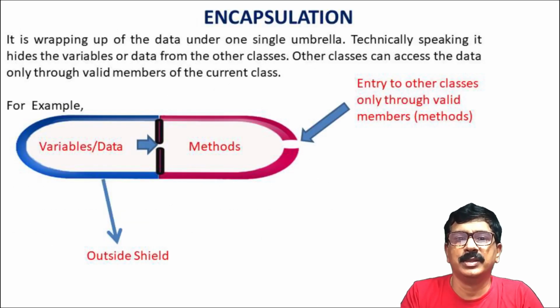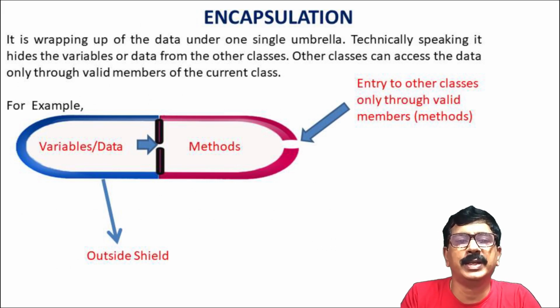Second concept is encapsulation. It is wrapping up of the data under one single umbrella or head. Technically speaking, it hides the variables or data from the other classes. Other classes can access the data only through valid members of the current class.